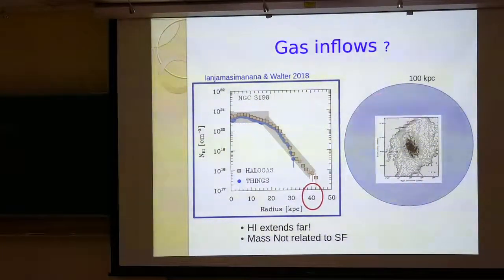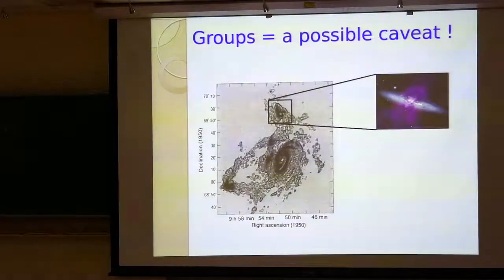So if you put this in the context of the CGM, where the CGM would be the gas within 100 kiloparsecs, they have a significant cross-section. I would also say that the mass in HI is not necessarily related to star formation, because typically this exponential profile has a break in the inner regions, where you do have star formation, dominated by the molecular gas, which is the gas driving the star formation. So I think it's very dangerous to correlate the mass of HI to the properties of the CGM or the star formation.